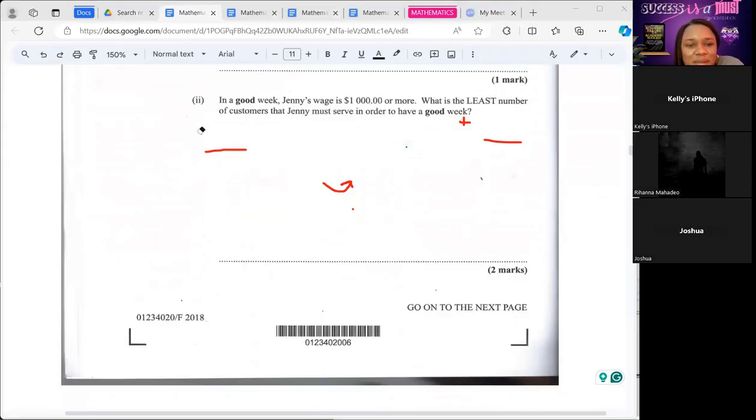So going to this part, it says in a good week, Jenny's wage is 1,000 or more. Anytime you see this here, more or less, think about inequalities, less than, greater than, equal to, them kind of signs, right? It continues to say, what is the least number of customers that Jenny must serve in order to have a good week?